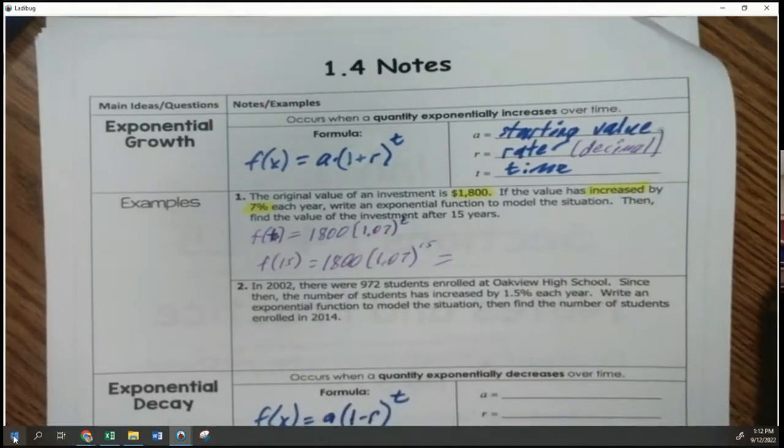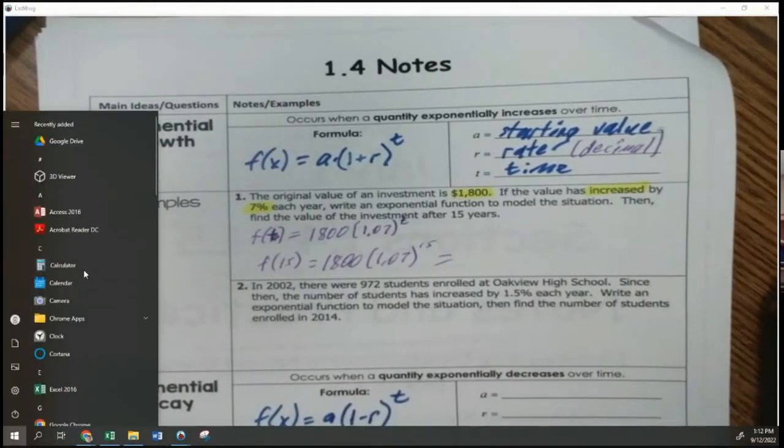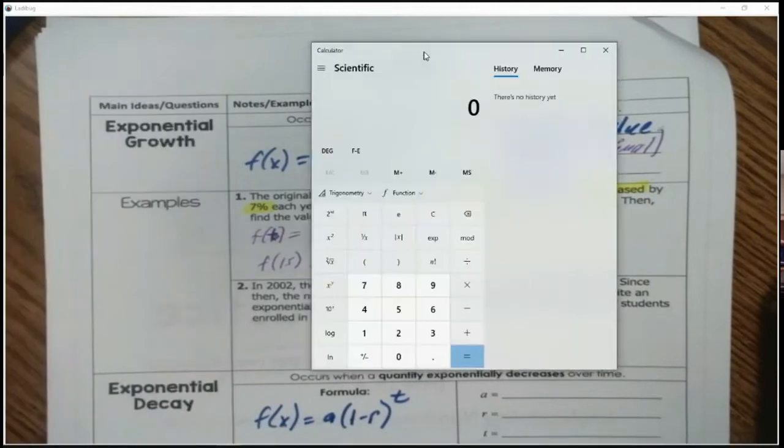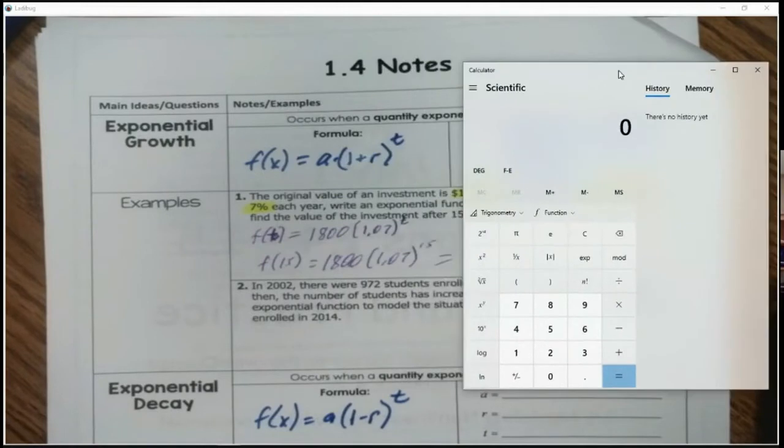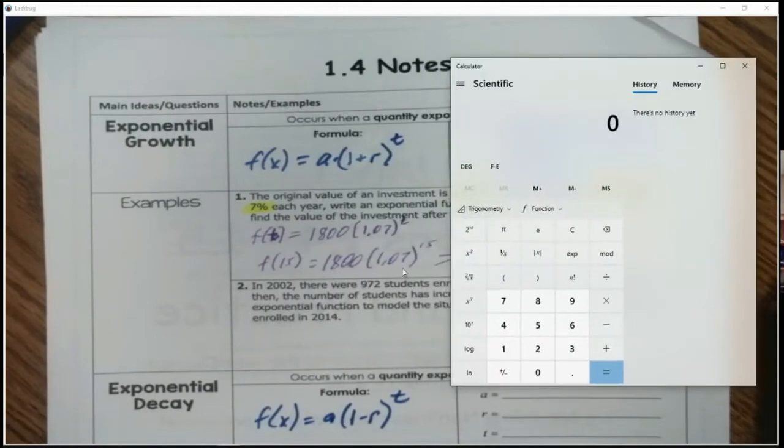So let's pull up a calculator and put it up on the screen here. There you go. All right, so we've got a calculator on the screen, and we are going to do this equation right here. 1800 times parentheses 1.07 parentheses raised to the power of, we've got x to the power of y right here, raised to the power of 15.